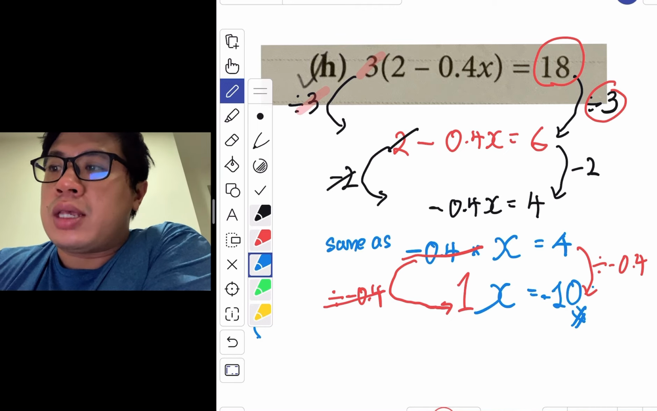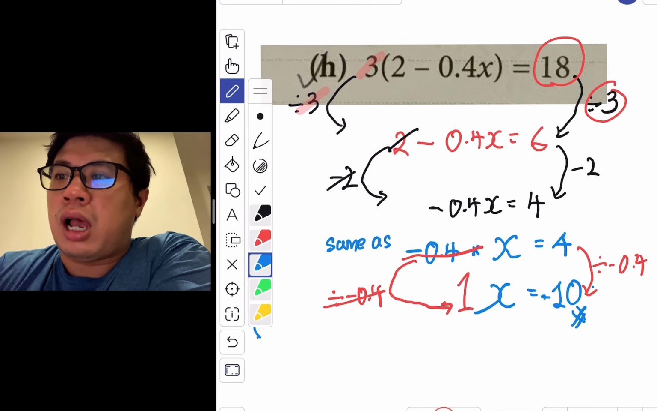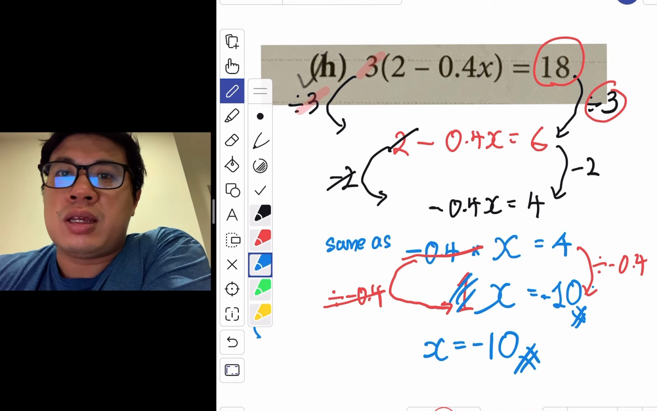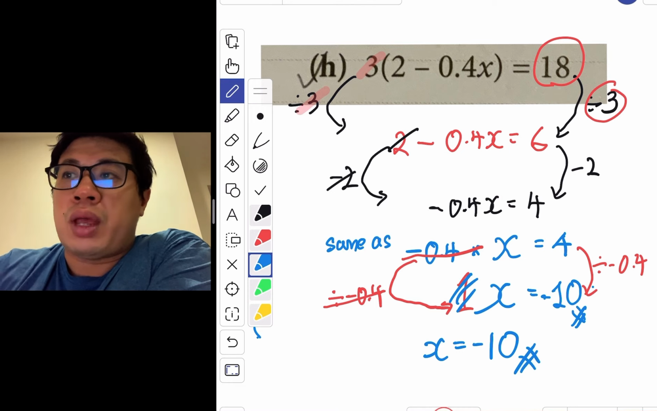Okay, and you can see that therefore my answer, I don't have to write the 1. It's basically just x equals negative 10. Okay, and with that we are done for this question.